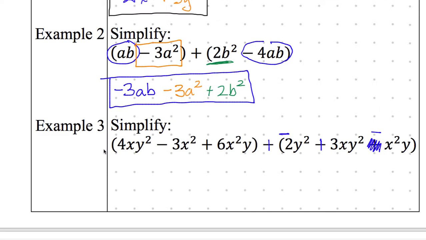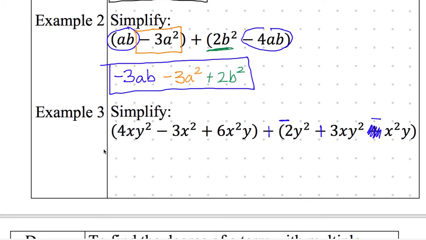Please stop, Oscar. All right, so Sam did the first step for us, which is super important. That was the most common error on the test, distributing the negative. What do I do next?